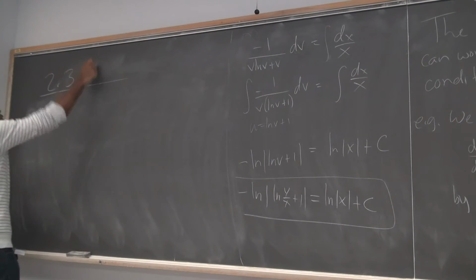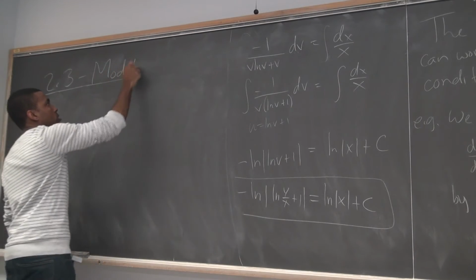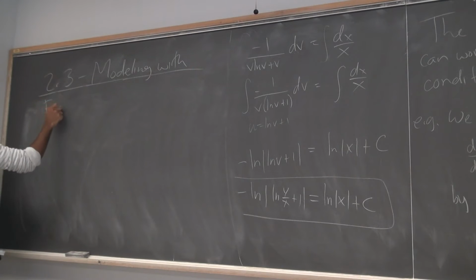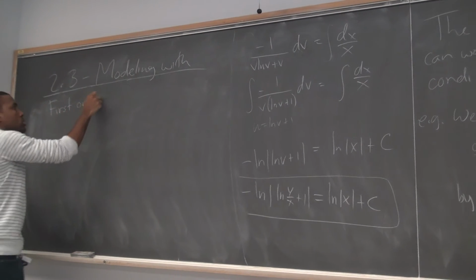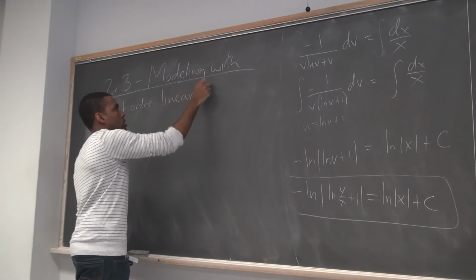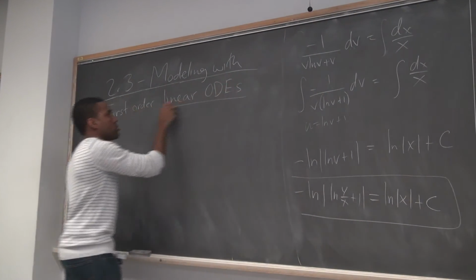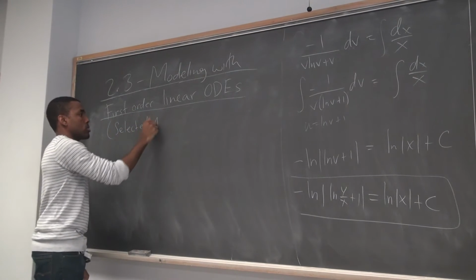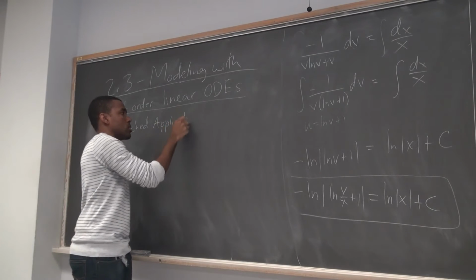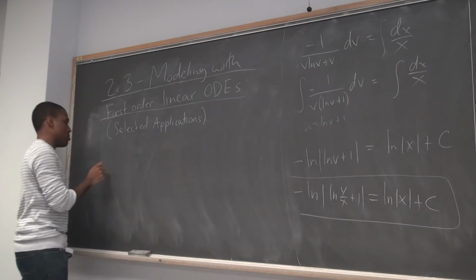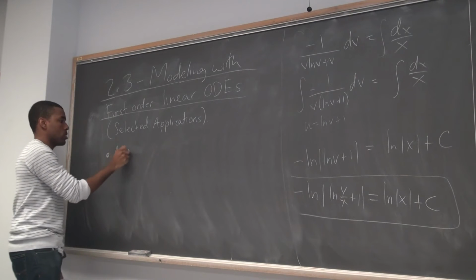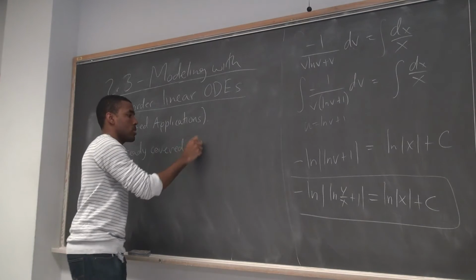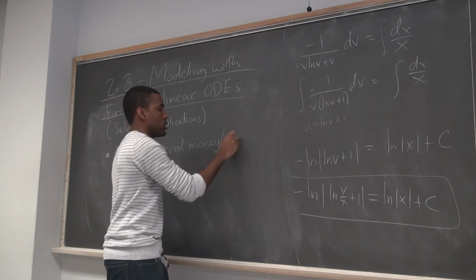So we're going to do 2.3, which is modeling with first order ODEs. And we're going to do some selected applications. We covered money and population applications.